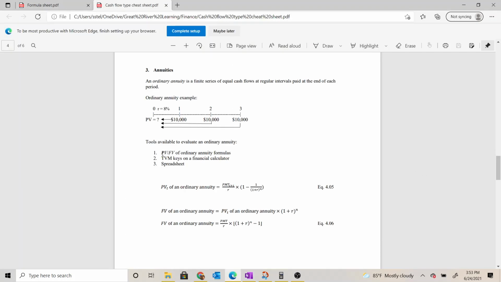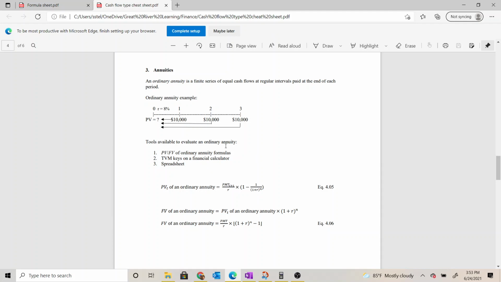We can use either the present value or future value of an ordinary annuity formula, the time value money keys on a financial calculator, or a spreadsheet. We're going to sidestep the spreadsheet just because that is not usually available to us, although I certainly encourage you to explore the spreadsheet solutions that are in the text if you want to use this stuff outside of an exam. That's typically what I'll reach for when I'm solving these type of problems, unless it's just a real quick one.